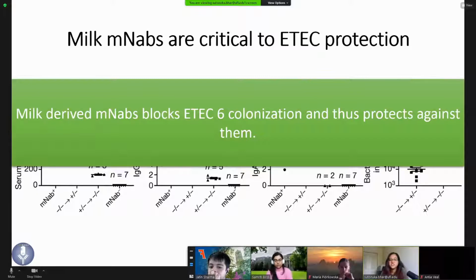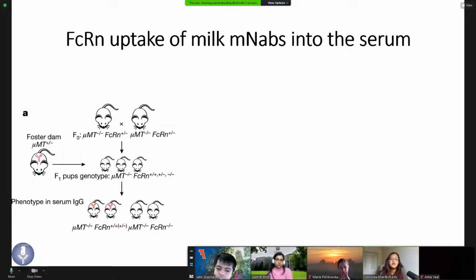By these cross-fostering experiments, they now say that milk derived from the mNabs blocks the ETEC colonization and does protect against the ETEC infection. Basically, it's not who gives birth to who, it's who receives the milk from whom, which is protecting them against pathogenic infection. This has been a very repeating theme over the papers I have read, that the foster mother has a huge role to play, at least when it comes to the immune system of the neonate.